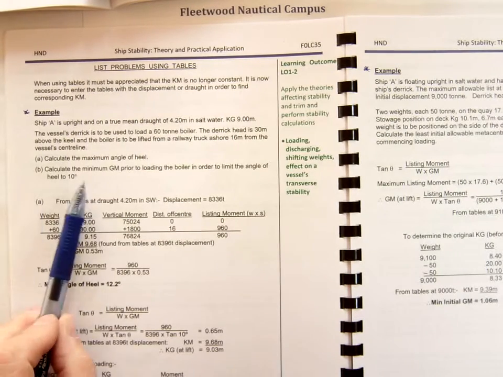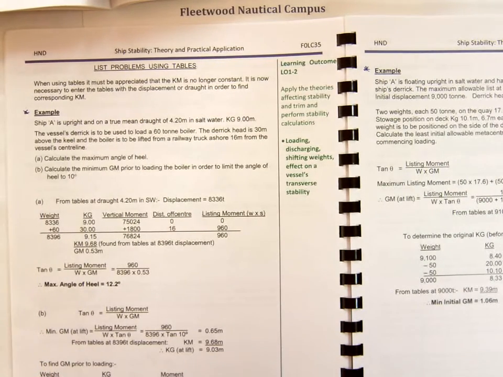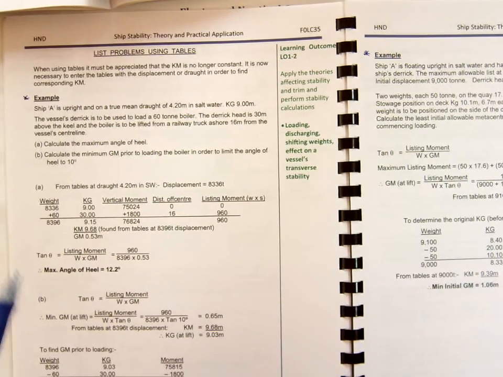Part B, we need to calculate the minimum GM prior to loading the boiler to limit the angle of heel to 10 degrees. Well, we can see here the angle is 12.2 degrees. So we need to find out what minimum GM we need prior to loading so that we can limit the angle to 10 degrees.